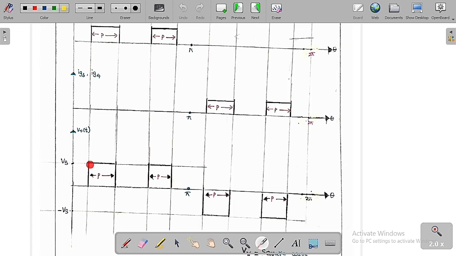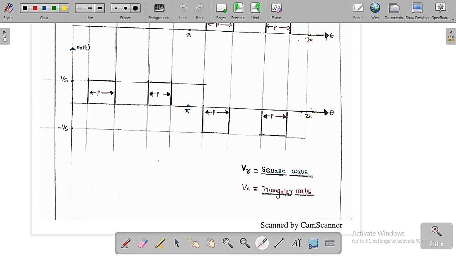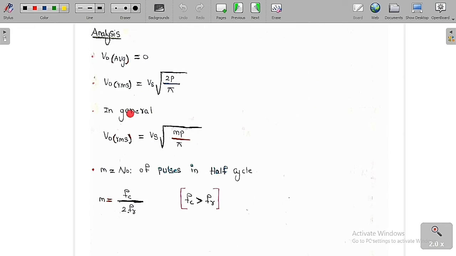As there is more than one pulse in 0 to pi, this is called multiple pulse width modulation. What I told you, VR is called the reference signal. Here we use a square wave in the multiple pulse width modulation, whereas VC is called the carrier signal. We use a triangular waveform here. So let me do the analysis of this multiple pulse width modulation.